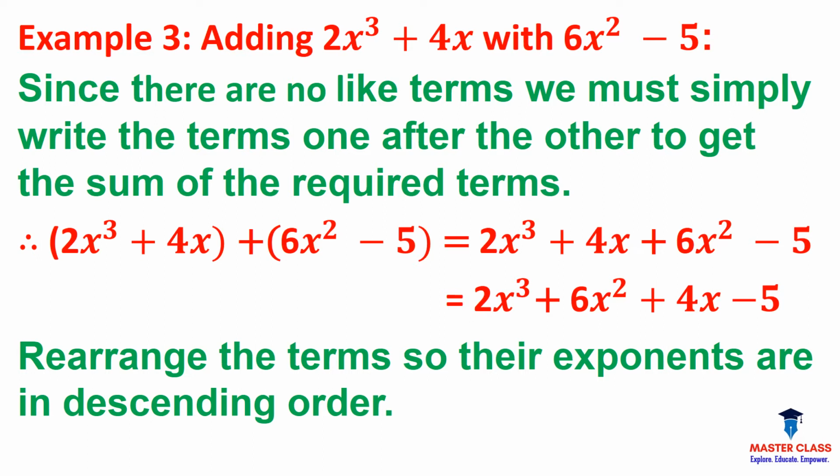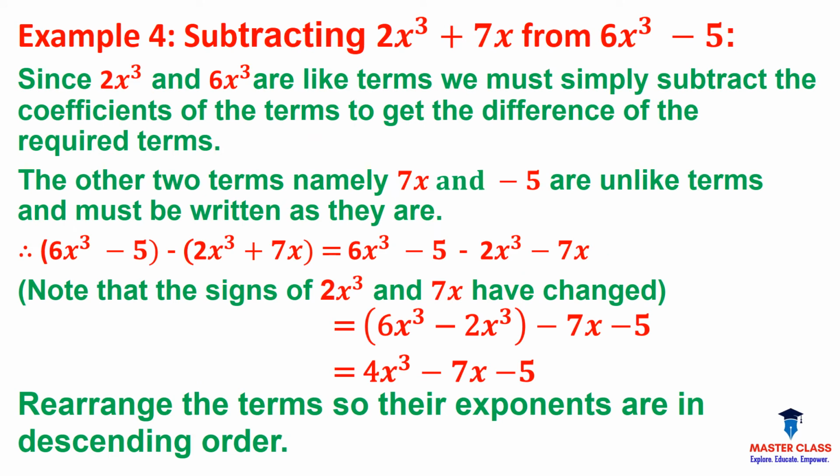Therefore, 2x cubed plus 4x plus 6x squared minus 5 is equal to 2x cubed plus 4x plus 6x squared minus 5, which in turn is equal to 2x cubed plus 6x squared plus 4x minus 5. You will notice that here we have to rearrange the terms so that the exponents are in descending order.